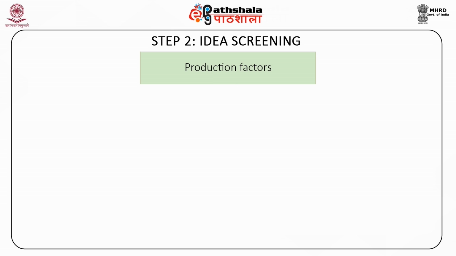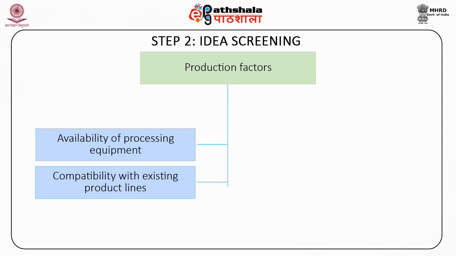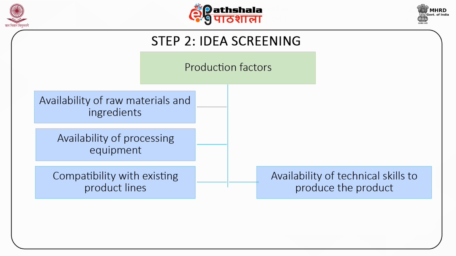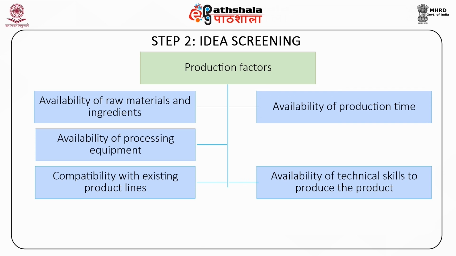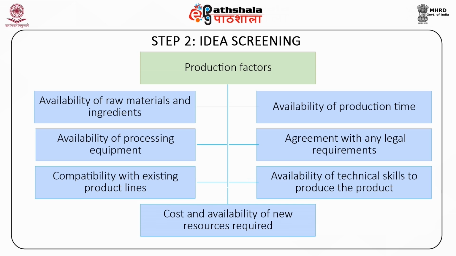Production factors include compatibility with existing product lines, availability of processing equipment, availability of raw material and ingredients, availability of technical skills to produce the product, availability of production time, agreement with legal requirements, cost and availability of new resources required.